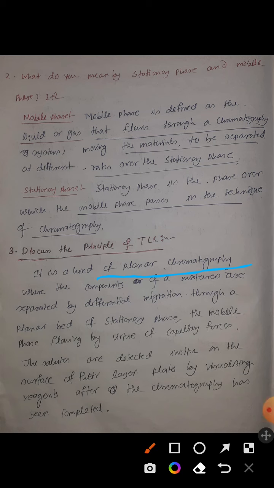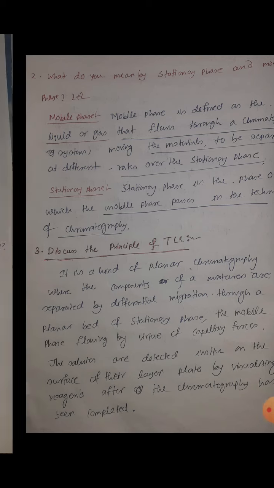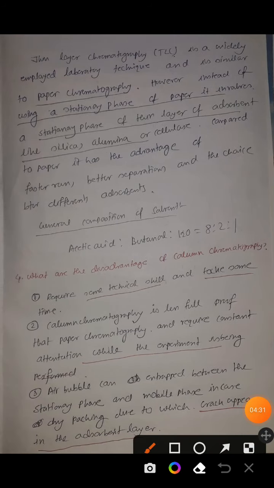That is the idea, where the components of a mixture are separated by differential migration through a planar bed of stationary phase. The mobile phase flows by virtue of capillary force. The solutes are detected in situ on the thin layer plate by a visualizing reagent after the chromatography has been completed. Now a simpler explanation of thin layer chromatography is that it is a widely employed laboratory technique and is similar to paper chromatography. Here the stationary phase is a thin layer of adsorbent like silica, alumina or cellulose.